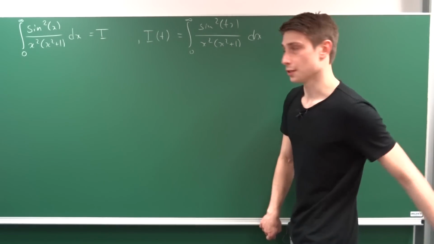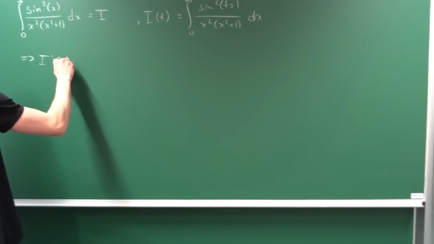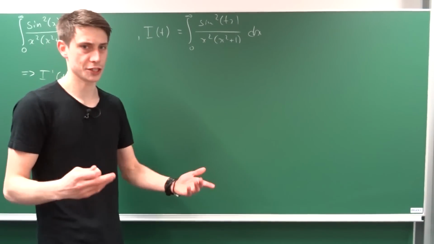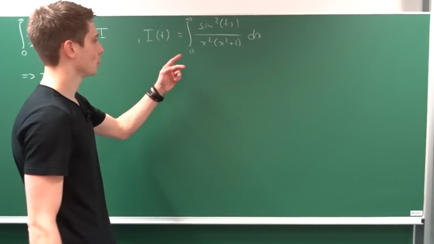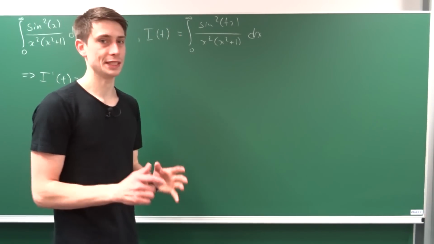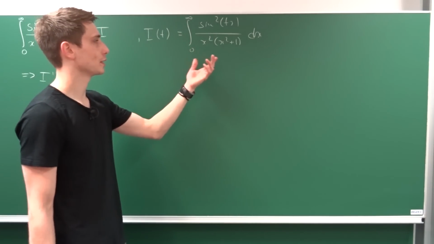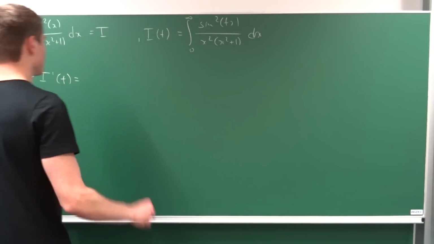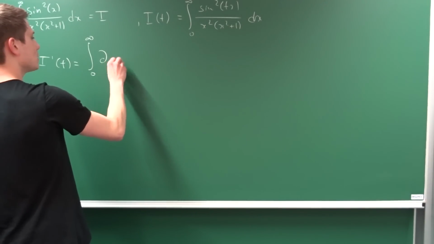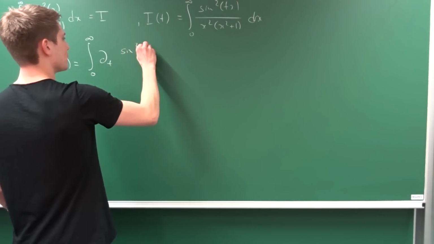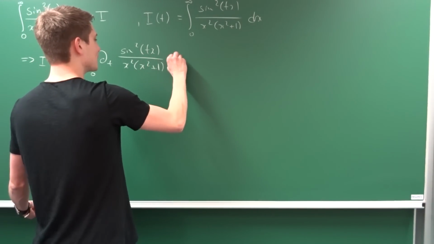We are going to differentiate it at first. So that means I prime in terms of t is now equal to... We're going to differentiate it in terms of t using the Leibniz rule for integration, link in the description. The upper and lower bound are independent of t, that means we can interchange the integral sign and the differential. And now we can use a partial derivative on the integrand. So that means we have the integral from 0 to infinity of the partial derivative in terms of t of sine squared t times x over x squared plus 1 dx.